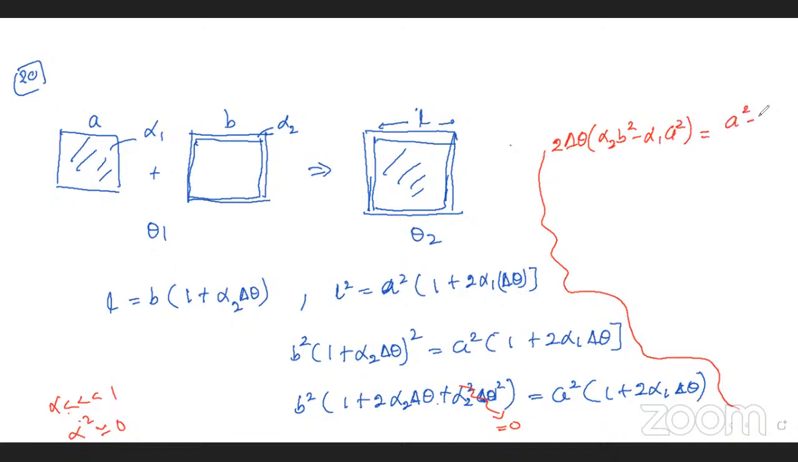That is A square minus B square. So then delta theta is equal to A square minus B square divided by 2 times (alpha 2 B square minus alpha 1 A square). So this is the answer they asked you to show.